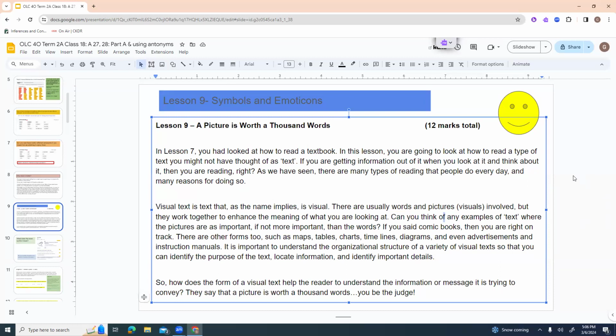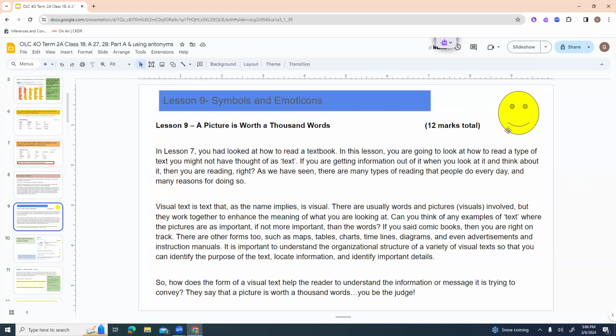So for example, over here, I've got my little smiley face. Nobody has to figure it out or explain. They know what it means, it's just a little happy face, right?